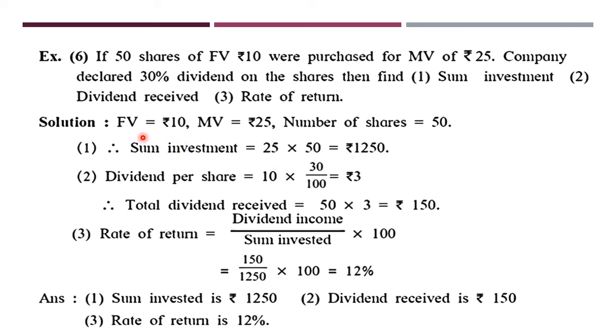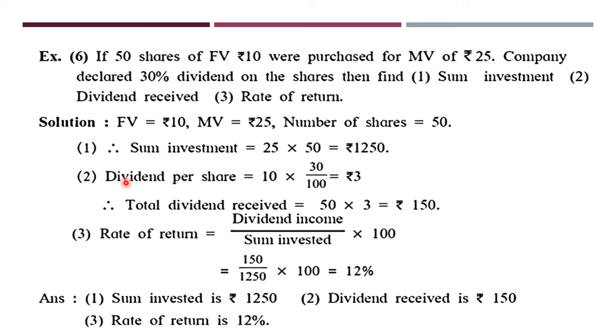So FV is 10, MV is 25. FV means face value, MV means market value, and the number of shares is 50. First thing is sum invested. Total investment made will be the number of shares purchased multiplied by the market value of each share. So number of shares is 50 multiplied by market value 25. If you multiply, you get 1,250. So 1,250 is the total sum invested.